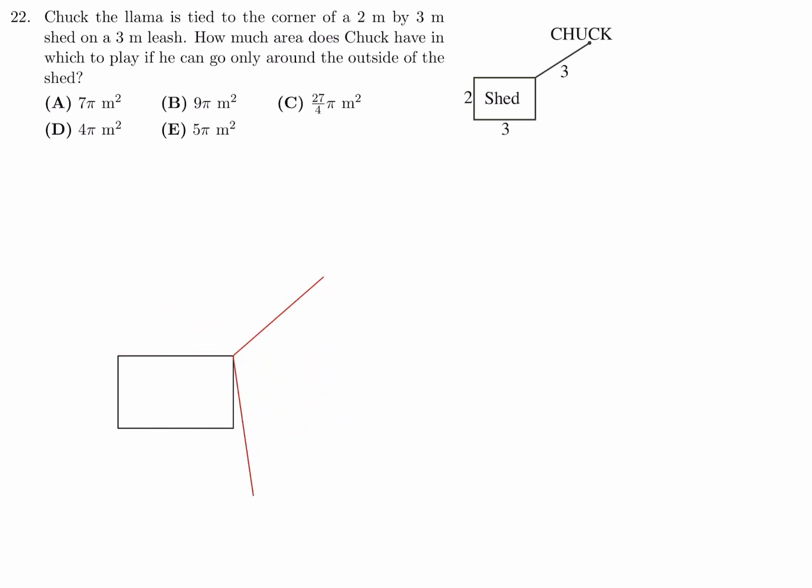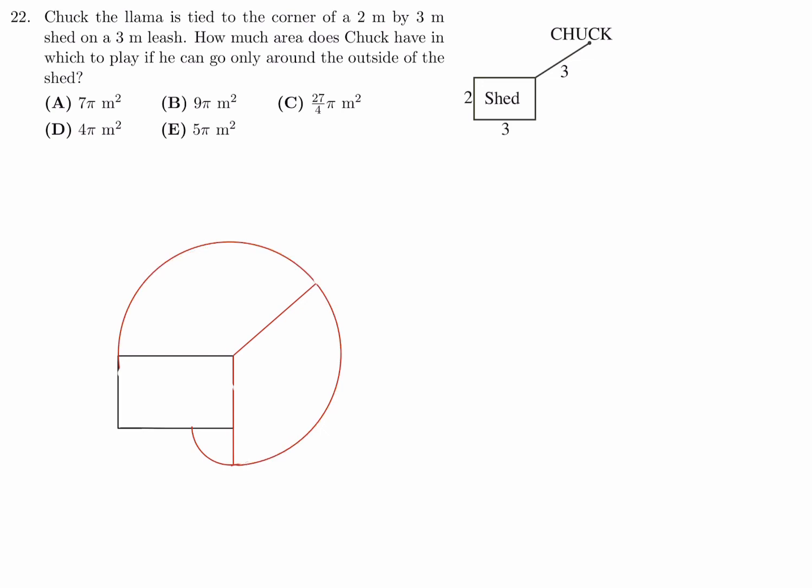And then when he gets to here, he can't go like that because he can't go inside the shed. So at this point, he can only go like this. So basically what that does is it forms the components of a circle. And I'll draw in those circles. So here we go. I've tried to draw the area the best I can. So he's basically going to be able to move all the way like that. And then once he gets to that point, he can only move this much.